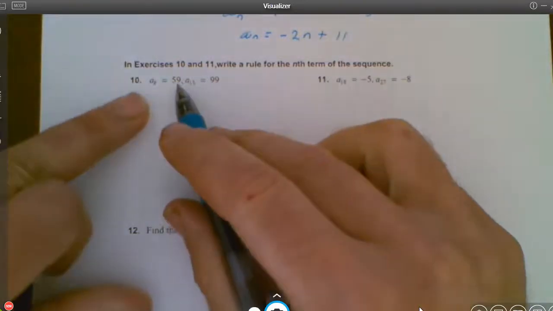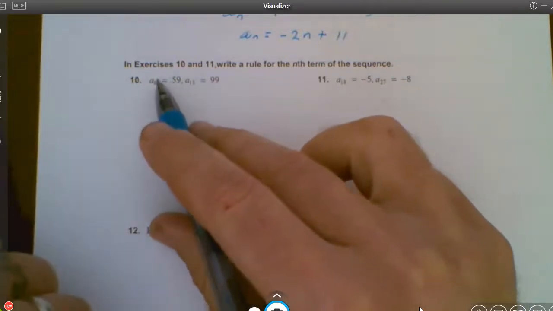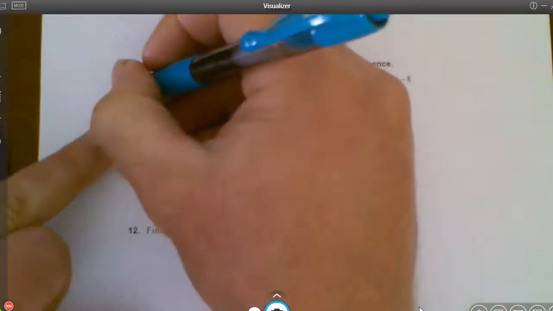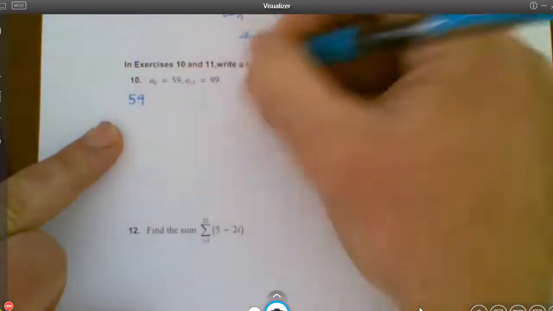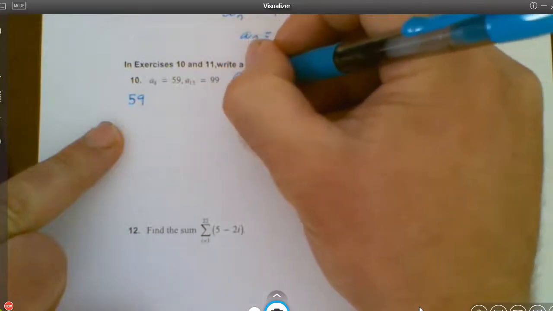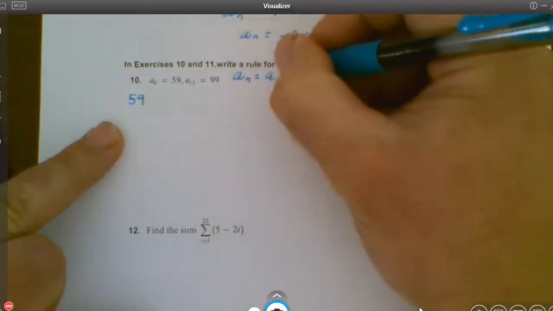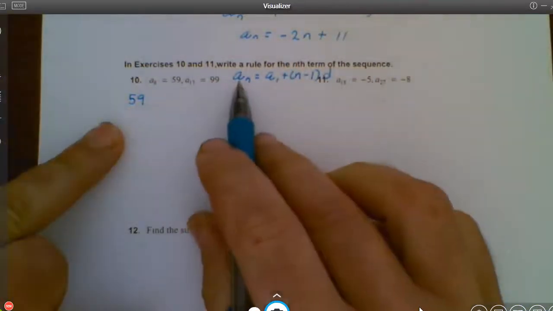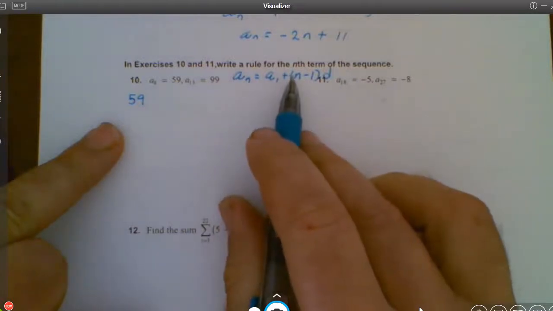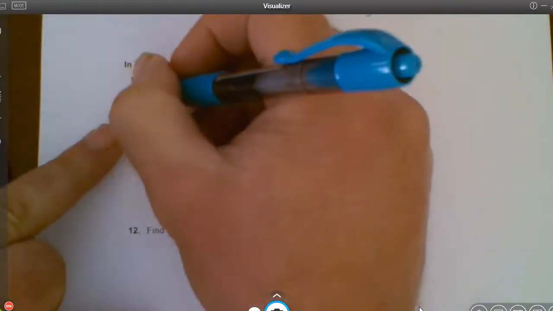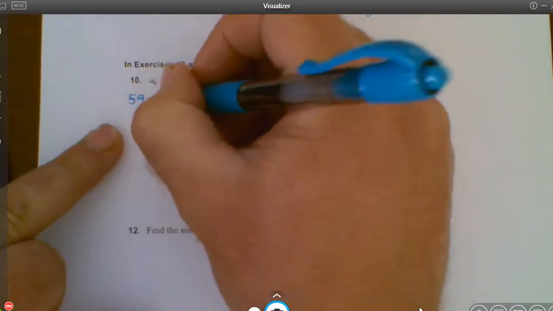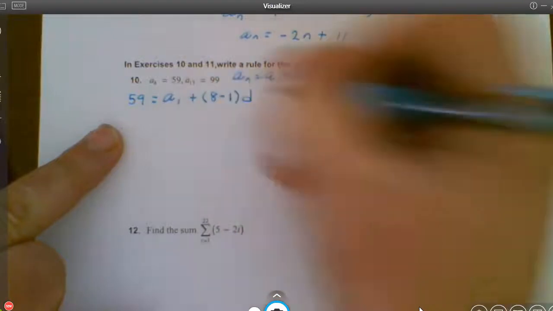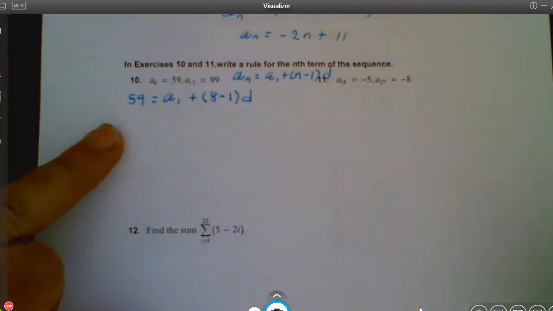So for this one, again, remember what they're telling you right here. They're telling you that when n is 8, the value is 59. So 59 goes in for, I'm going to write it. It's always nice to be able to look at the formula. So my a of n is 59 when n is 8. So there's our first equation.